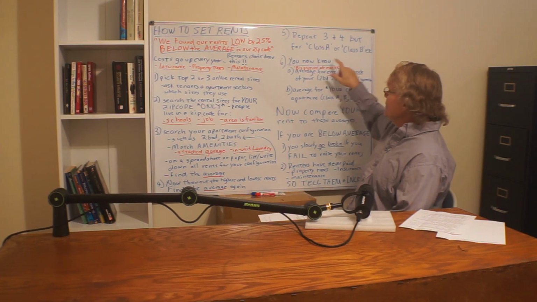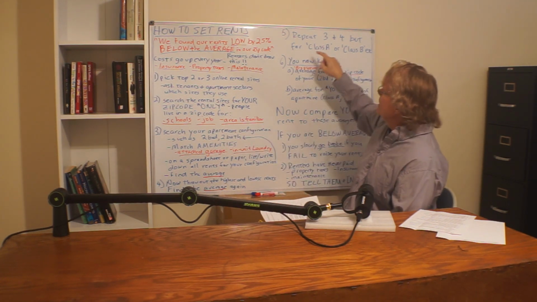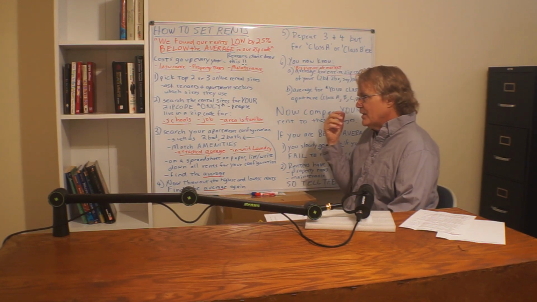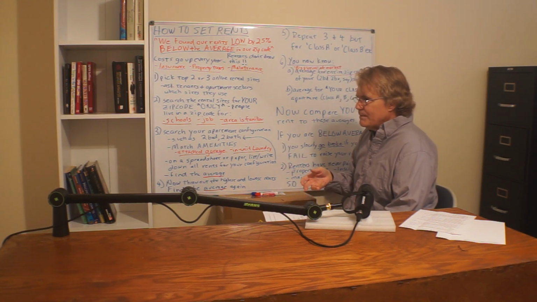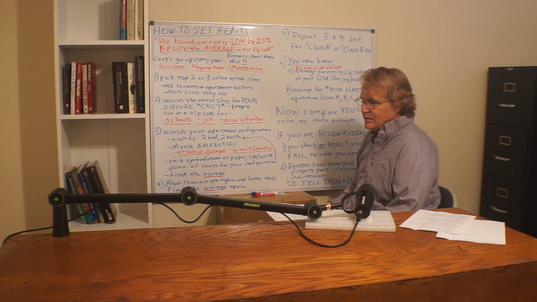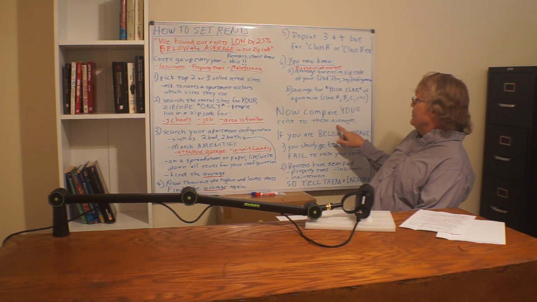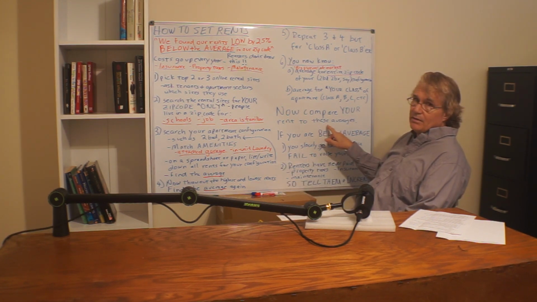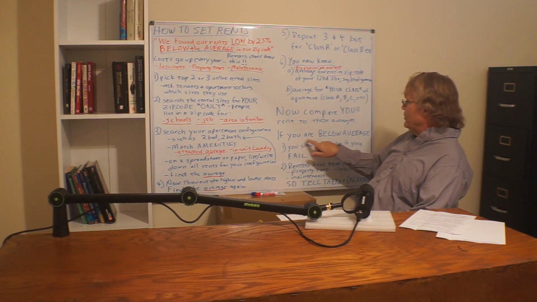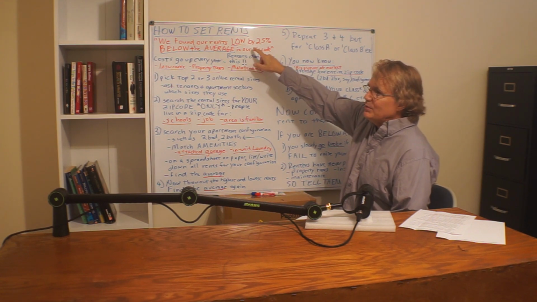If you have a Class C property, then you want to run 3 and 4 again on the Class C properties. And then you've got a full set of averages that you can use to figure out your rent. So what you want to do is compare your rent to the averages that you calculated. Okay? And if you are below average, like this person was, they were below average by 25%.